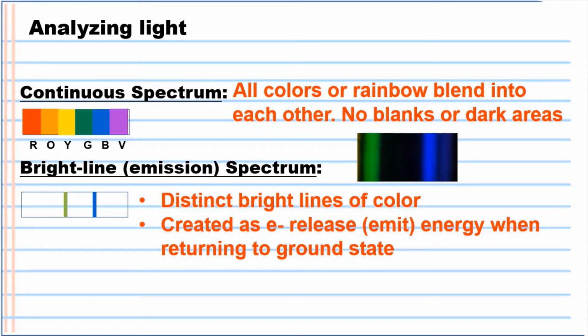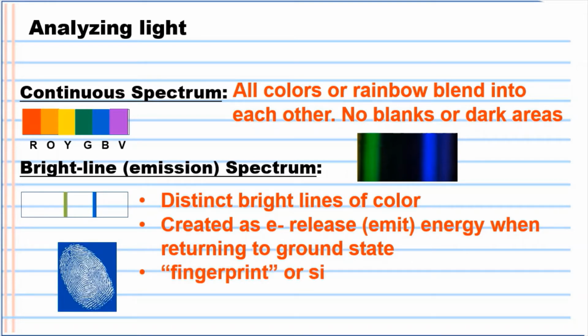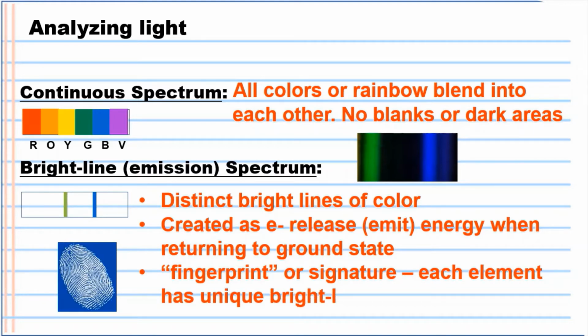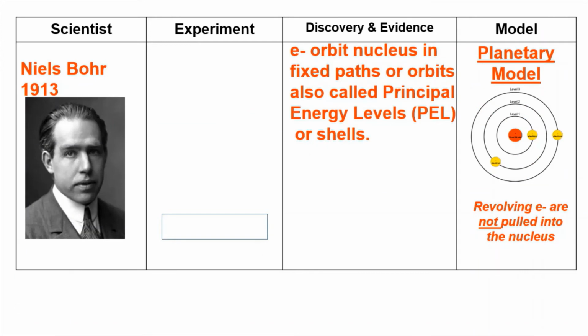And an important thing about the bright line spectra of the elements is that they're like a fingerprint. They are very unique to that element. It's like their signature. Each element has their own unique spectrum. No two element spectra will be the same, the same way that no two people have the same fingerprints. So we can identify people by their fingerprints, and we can identify elements by their emission spectrum. So Bohr's going to use this information in his experiment where he is analyzing the spectrum of hydrogen.